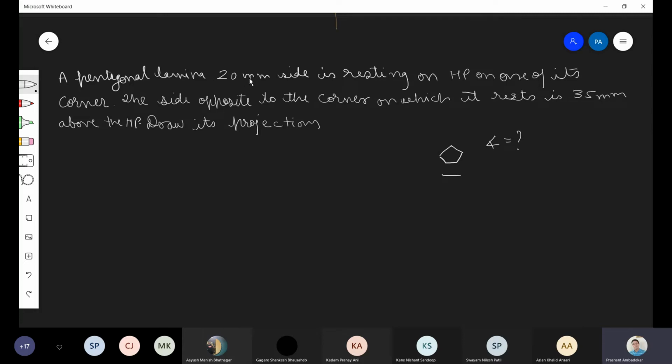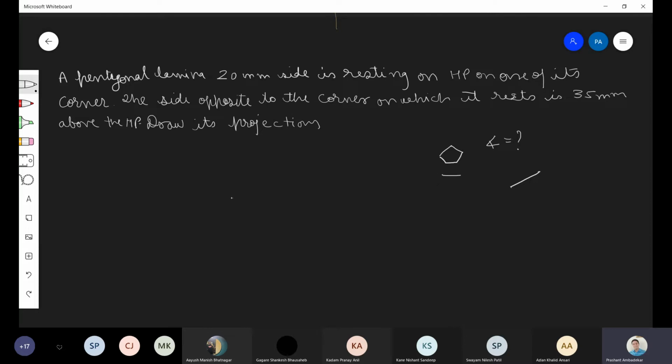A pentagonal lamina 20 mm side is resting on HP on one of its corners. Okay, so it is resting on HP on one of its corners. Let us rest it entirely on the HP. The entire lamina is resting on HP, not on a corner, the whole lamina is resting. Okay, now it is resting on a corner, meaning only one of its corners will be in HP. This means how will the lamina be? It will be like this.